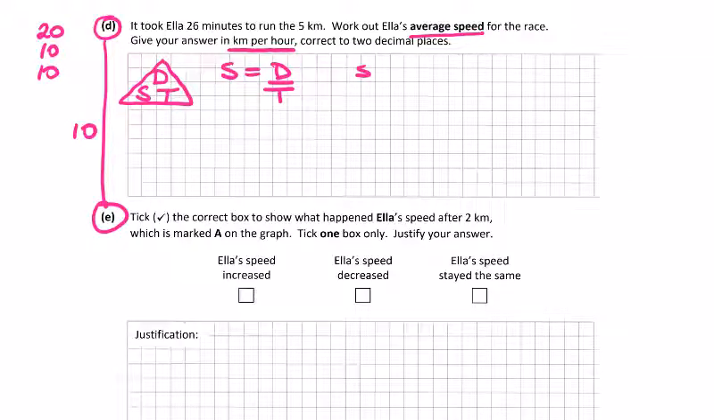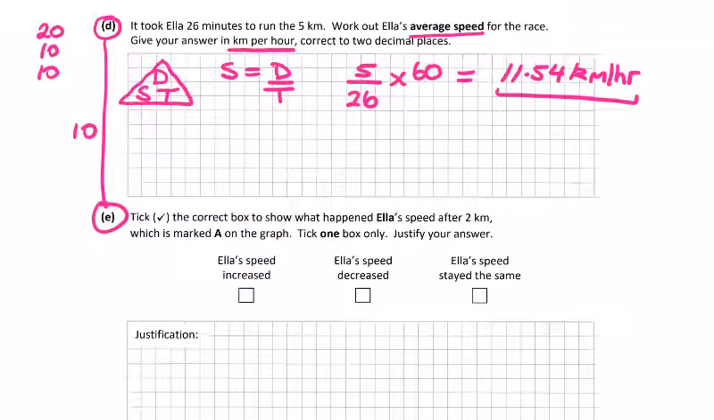So the distance is 5. The time is 26 minutes. So 5 divided by 26. Now to get that back to hours, minutes to hours, we multiply by 60. 5 by 60 over 26. I can't see how to work that out, so I'm going to use a calculator. 11.54 kilometers an hour is what it's giving me here.